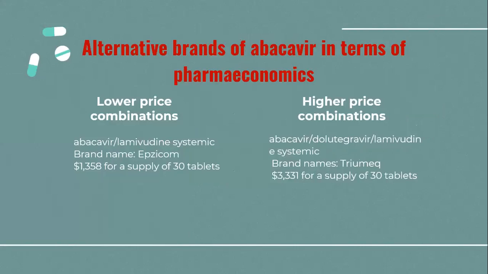The alternative brands of Abacavir in terms of pharmacoeconomics include different combinations. The combination with lower price includes Abacavir, and the combination with higher price includes Triumeq. Both of these combinations include different drugs. The lower price combination includes Abacavir and lamivudine, and the higher price combination includes Abacavir, dolutegravir, and lamivudine.